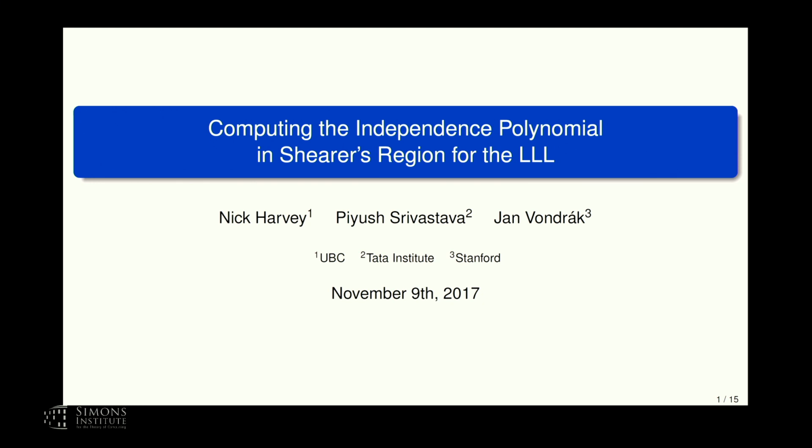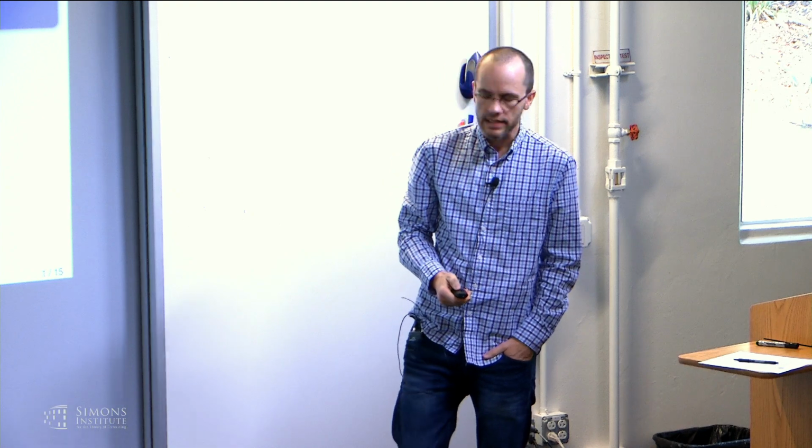First talk of the final session is computing the independence polynomial in Shearer's region for the LLL, and Nick Harvey will lead it. All right. So we'll be talking again about polynomials, my favorite topic, and this is joint work with Piyush Srivastava and Jan Vondrak.